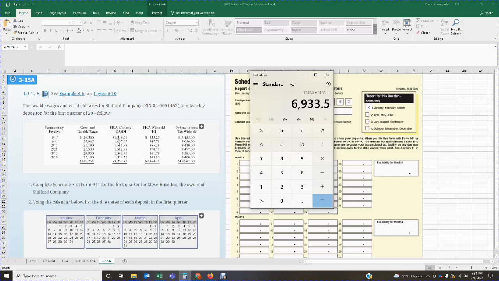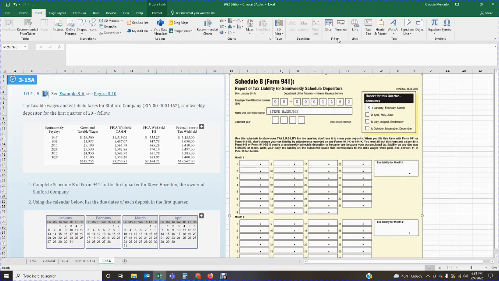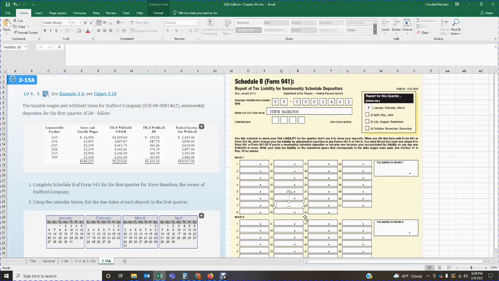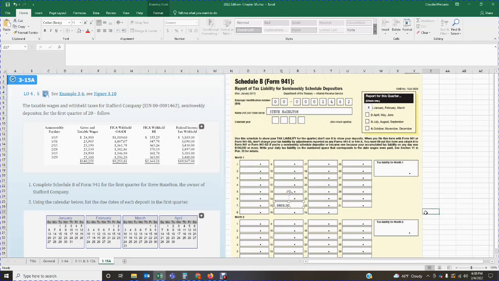And the reason I'm doubling the OASDI and the HI is because it's both the employee's and the employer's responsibility to pay those taxes. Okay, so $6,933.50. I'm going to put that in box number 15. Let me make sure that that's the correct number. I can't remember. $6,933.50. Yes, that is correct. So that goes on the 15th.